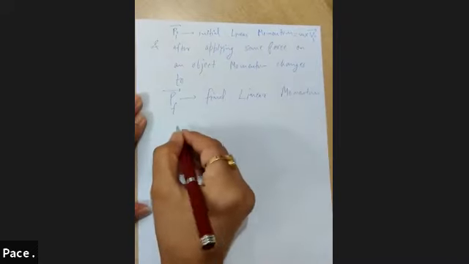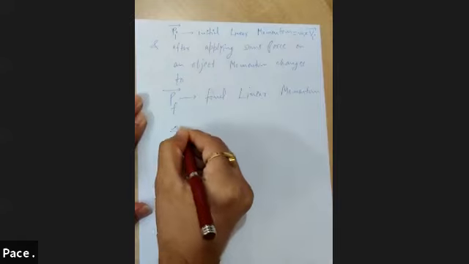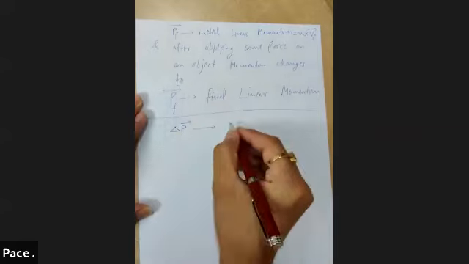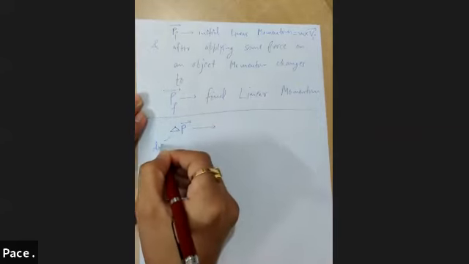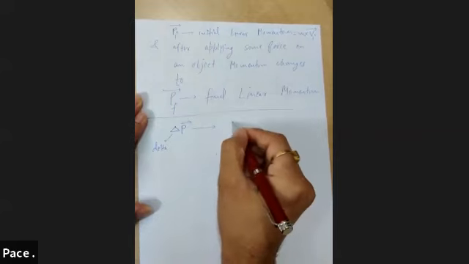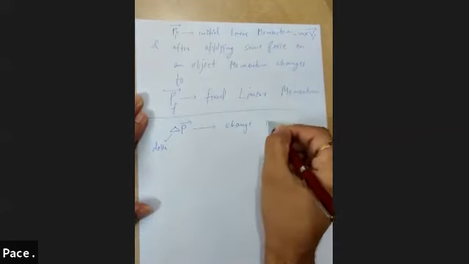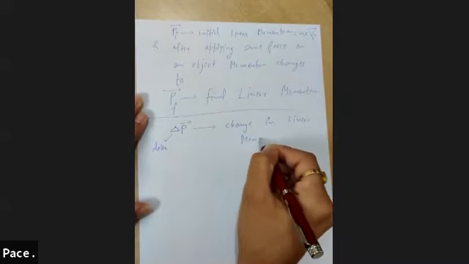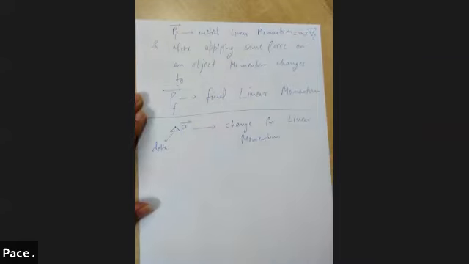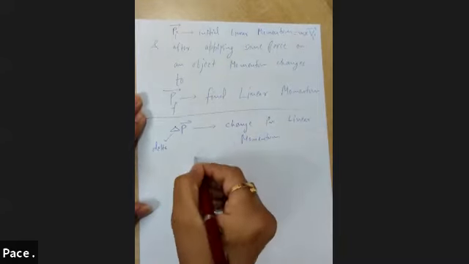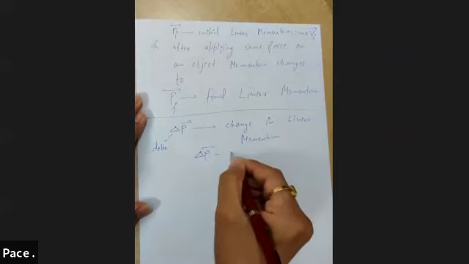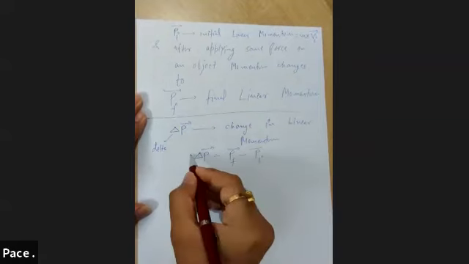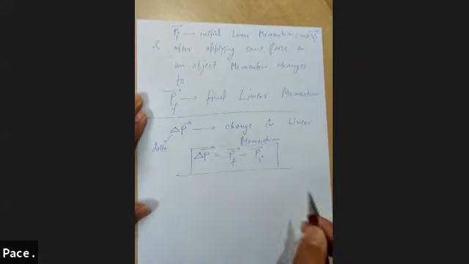So what would be the change? First of all, what would be the change in linear momentum? That is known as delta P. We are going to find out this delta P. This symbol is known as delta. Delta P vector is nothing but the change in linear momentum, and this is final linear momentum minus initial linear momentum. This will give you the change in linear momentum.